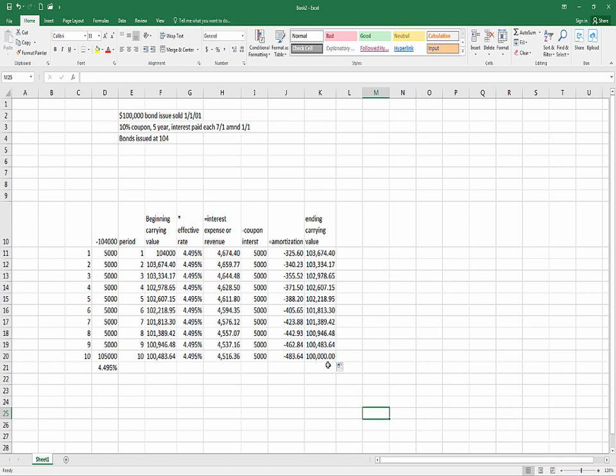Now again, as we see, this has worked out the way we want it to. The ending carrying value is equal to the face value of the bonds. That means we have exactly amortized the premium on these things.